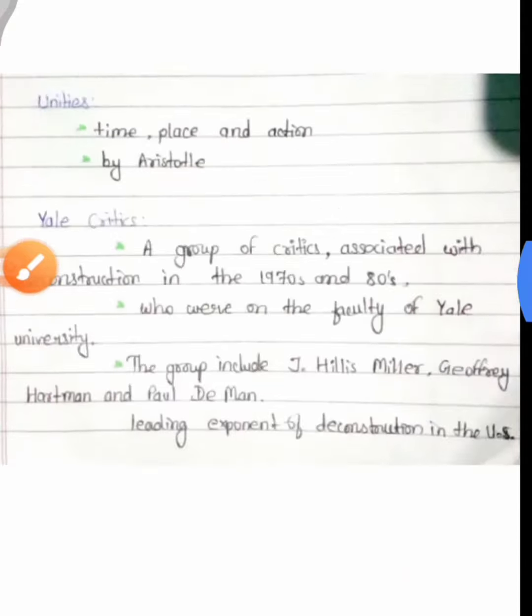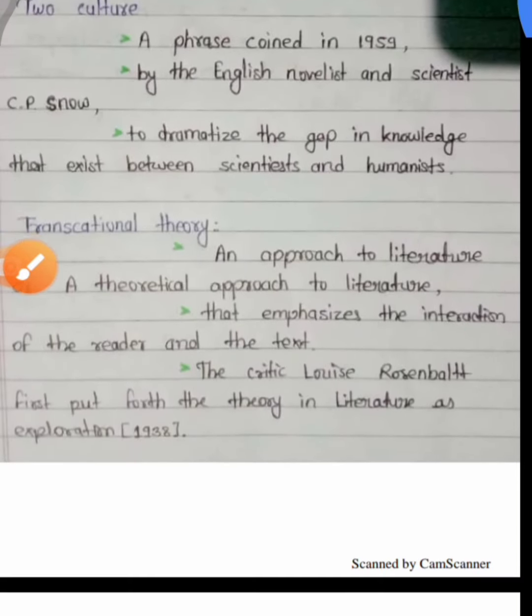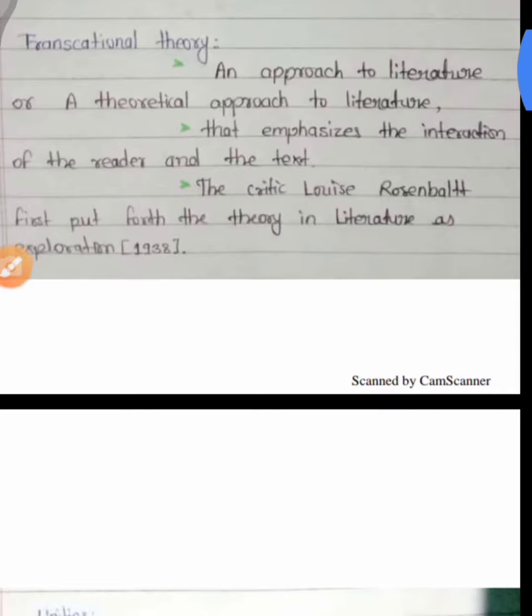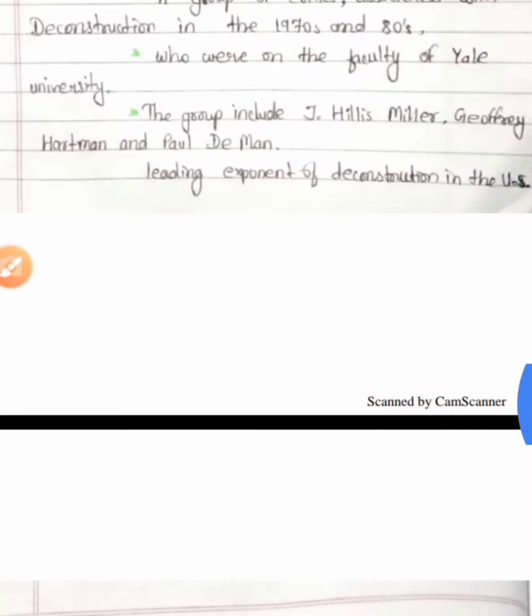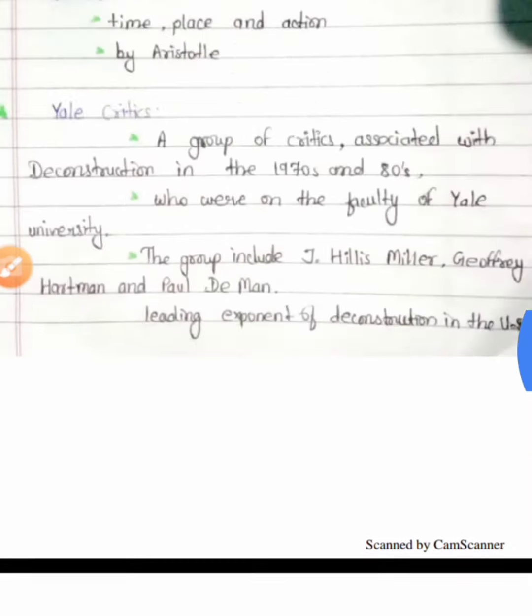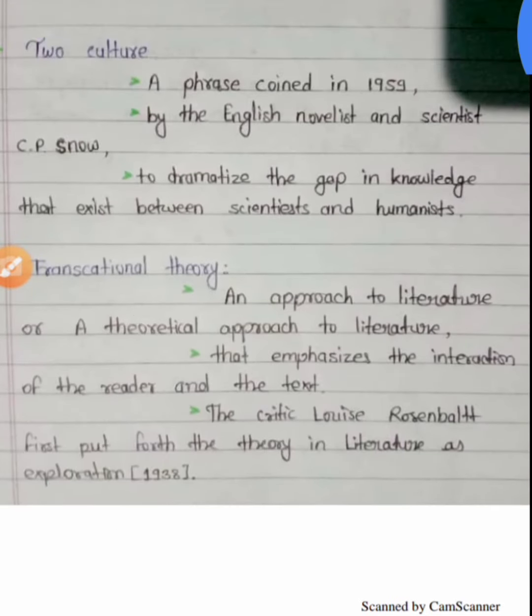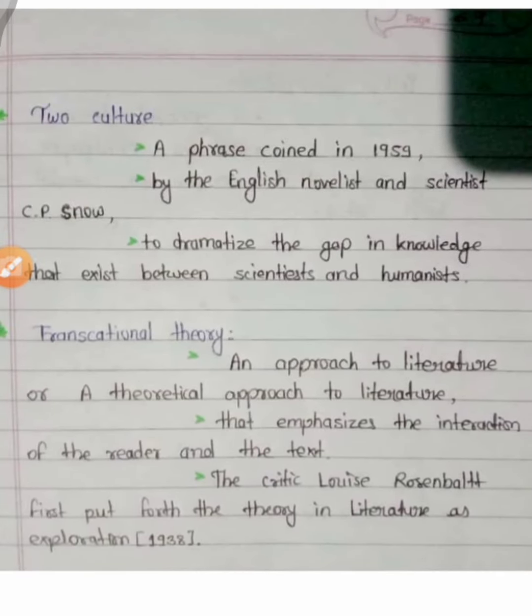So these are some important terms. The first one is two cultures, then transactional theory, then unities, then Yale critics, and then yellow journalism. Just revise this again and again. It might help you in other aspects. Maybe the question is directly from these terms, or maybe it is related to some other question, so it will help you directly or indirectly. Just make some short notes, or close your eyes and revise all these points while playing the video, and concentrate on the points you have to note, right?